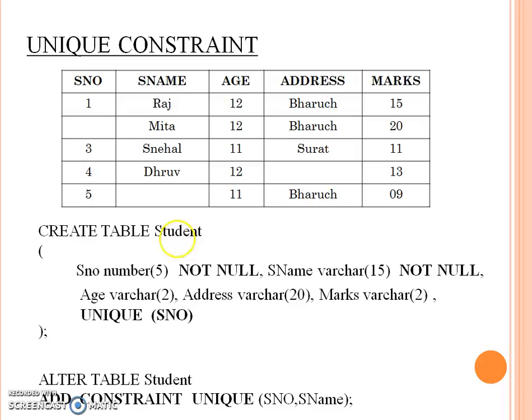This was about the time of creation, but if my table has already been created, I can alter it by adding a constraint to my existing table. That will be done using the alter statement. Alter table, my table name is student, add constraint, and the constraint I want to add to the table is unique. If I have to make two columns of a table unique, I would write the column names separated with a comma.